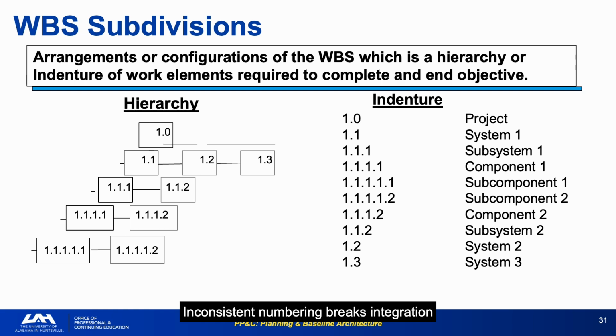Inconsistent numbering breaks integration. As you go down the WBS hierarchy, level of detail increases, but level of detail should only go as deep as necessary to manage the work. The rule of thumb: go to the level where discrete, measurable work packages can be defined. The graphic format, boxes, versus the outline format conveys the same information differently. Know which format your program uses and why. Some teams find the outline easier to update, while others need the visual hierarchy to catch missing elements.